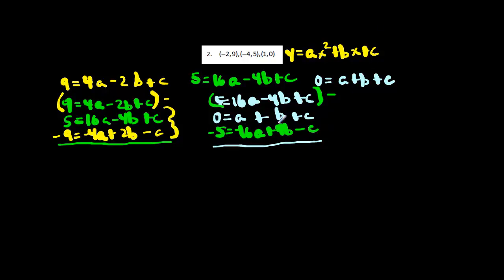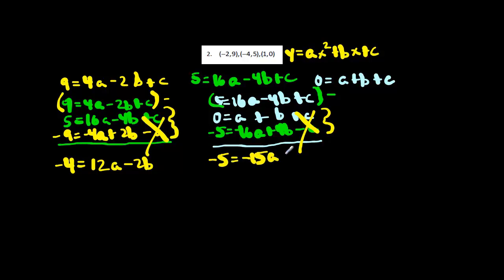I'll get negative 5 equals negative 16a plus 4b minus c. I should be using a skinnier marker, but I'll have to fix that later. So this is my new. So when we add down, the c's cancel on both of them. That's the whole reason why we're multiplying by a negative. So this one gives me negative 4 equals 12a minus 2b. This one would give me negative 5 equals negative 15a plus 5b.